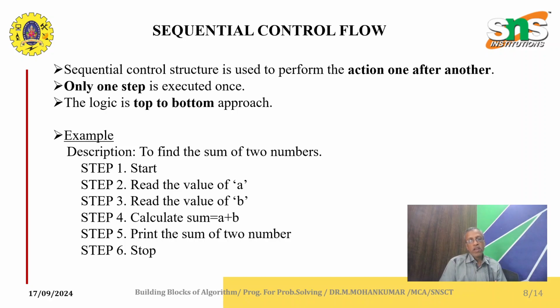Example, to find the sum of 2 numbers: step 1, we are starting, that is the start state. Step 2, read the value of A. Step 3, read the value of B. Step 4, calculate sum equal to A plus B. Print the sum of 2 numbers and stop. So it is the sequential flow of activities. We are starting the algorithm, reading the value of A, reading the value of B, calculating sum equal to A plus B, then printing the sum of 2 numbers and stopping.